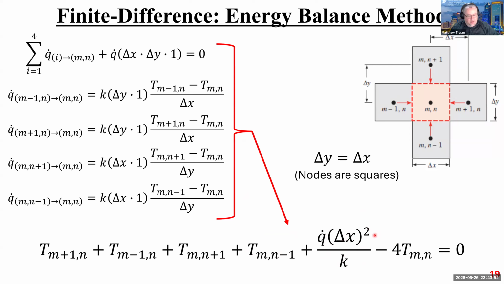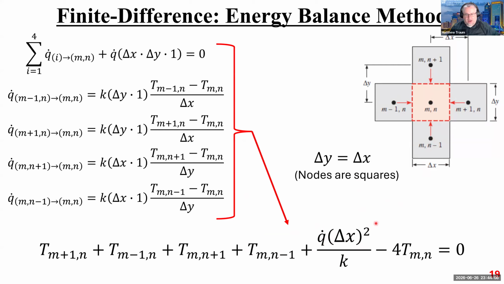There's actually an example later on where I solve this, so you'll see how it works. All you would need to know in this case is what the heat flux per unit volume is, what the step size is, the distance from one node to the next, and what the thermal conductivity of the material is.